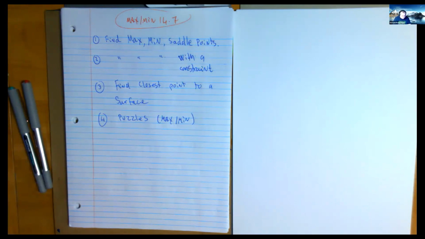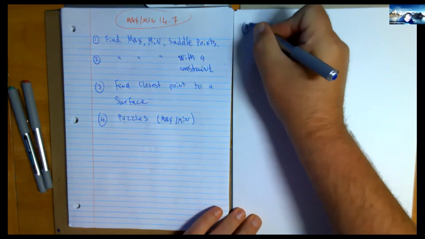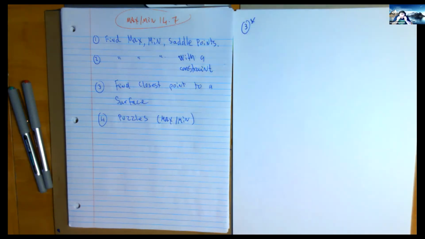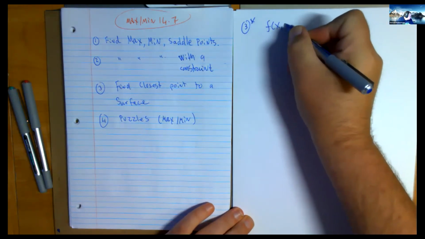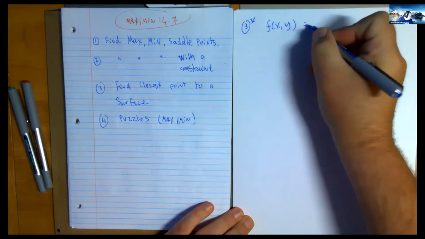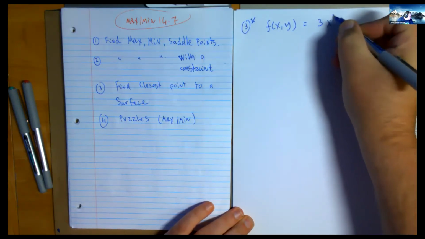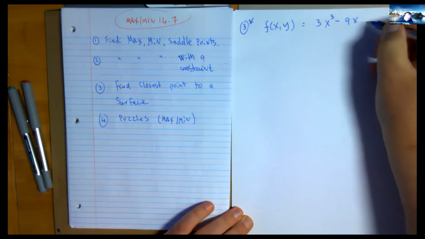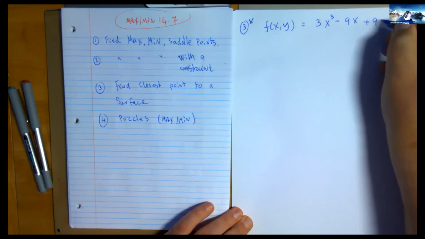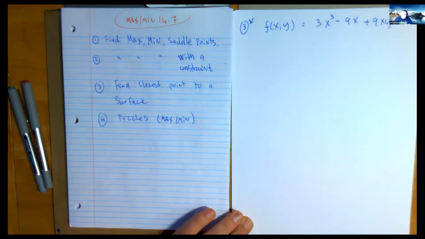So, without further ado, I'm going to go straight in, and this is a version of question 3. This is going to be the max, min, saddle point question. The particular function that we're being asked to do it to is 3x cubed take away 9x plus 9xy squared.